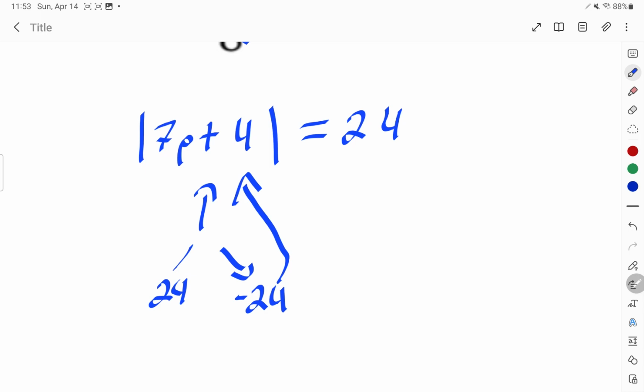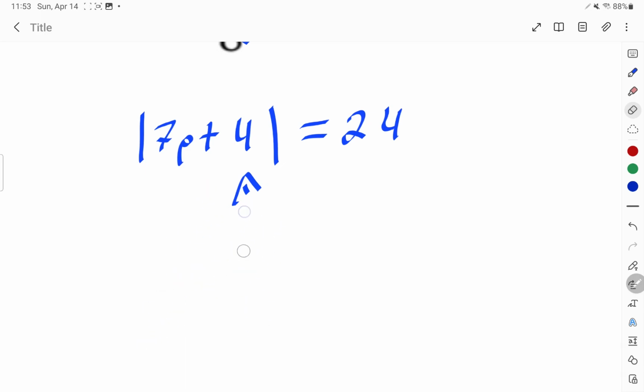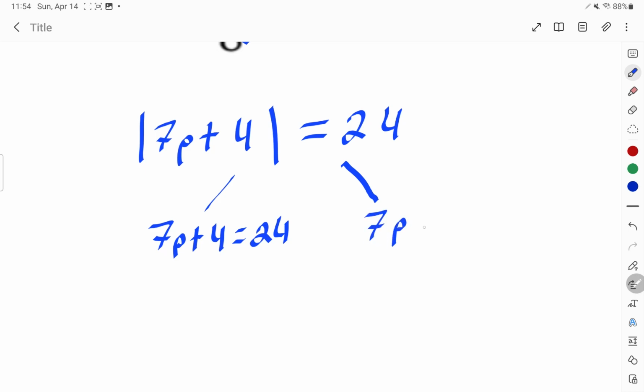So due to the special attribute of the absolute value, we're going to have to do two different equations every time that we're working with these problems. One of them is going to be 7p plus 4 is equal to 24, just like the original. And the other one is going to be 7p plus 4 equals negative 24. The only thing that's going to change is the number on the right side of my equal sign, or the number that's outside of my absolute value.